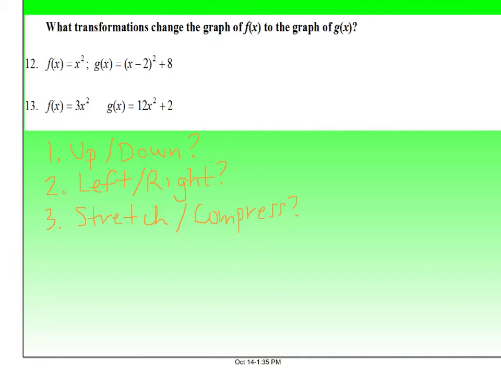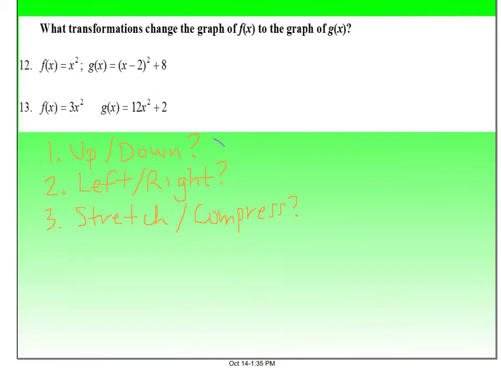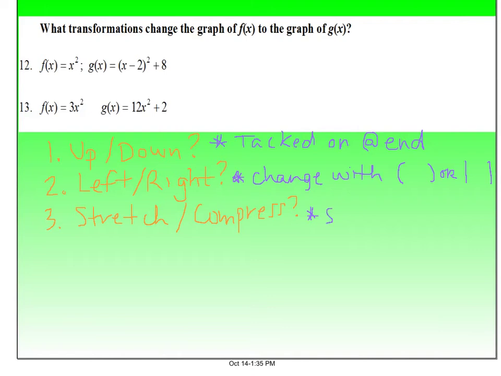So now there's certain ways to identify these things simply by looking at the function itself. There's going to be particular places to look. So for up or down, I'm looking for something that was just tacked on at the end. That's what I'm looking for, a number that's just tacked on at the end. For left-right, I'm looking for a change within parentheses or absolute value bars. And then for stretch and compress, I'm looking for my slope or a number multiplied through.